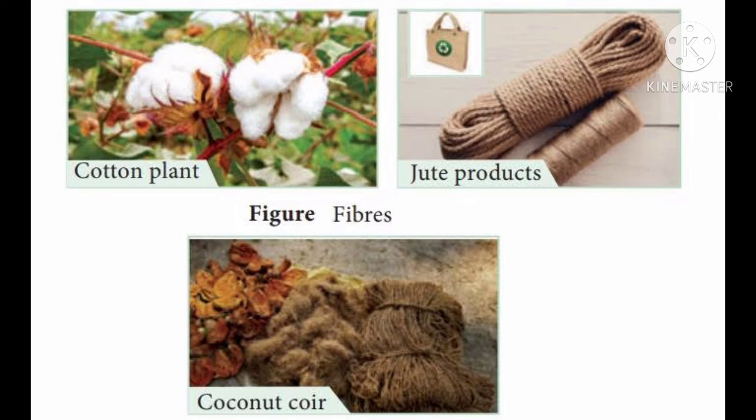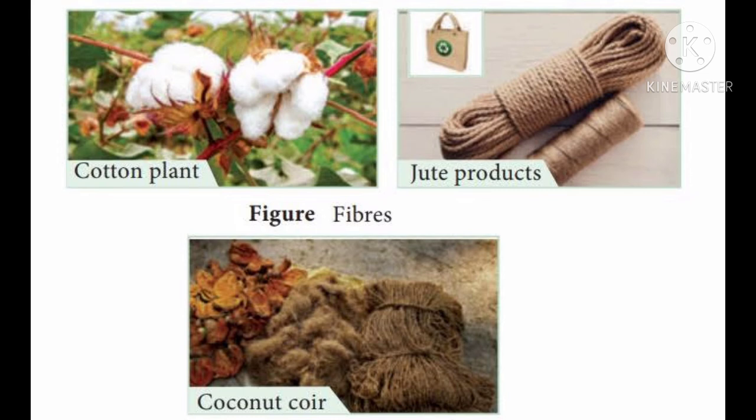Children, along with plant fiber, we use some animal fibers also. During winter, we wear an overcoat to protect us from cold. That overcoat keeps us warm. This coat is made up of wool, that is, fur of animals. It is obtained from animals like goats and sheep.